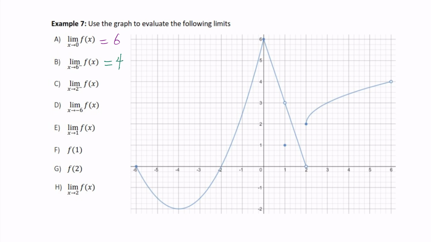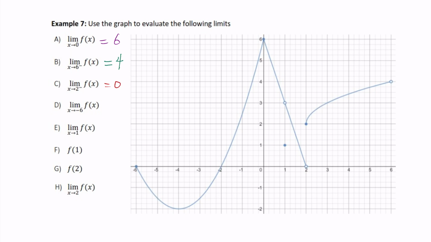Then the next one says we should find the limit as x approaches 2 from the left. So I go to 2, and this is the left side of 2. And this is the part of the graph which is on the left side of 2. As I approach 2 from the left, the value that I get here on the y-axis is 0. So this tells me that the limit as x approaches 2 from the left is 0.